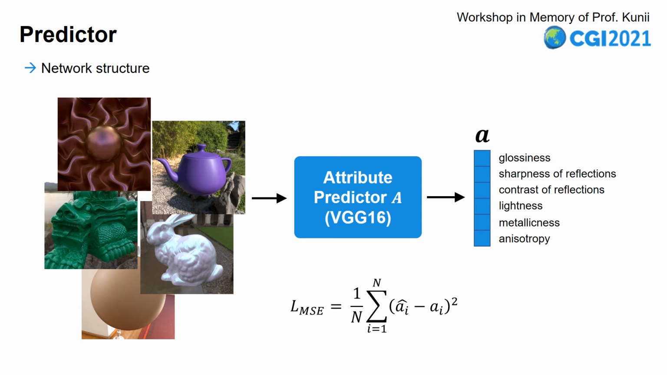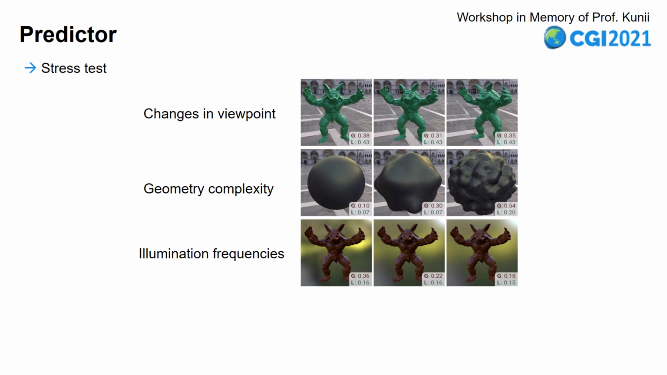We use our massive rating data to train a VGG network in order to predict attribute trends as measured by human subjects. So the loss is quite trivial in this case. We achieve high accuracy of our predictions. Our predictor is also stable with respect to small changes of the viewpoint, as shown in the first row. It increases gloss prediction with increasing geometric complexity, as shown in the second row, which is in agreement with the work of Malone. Also, with reducing frequencies of illumination, perceived gloss is reduced, as shown in the third row, which is again in agreement with the literature.